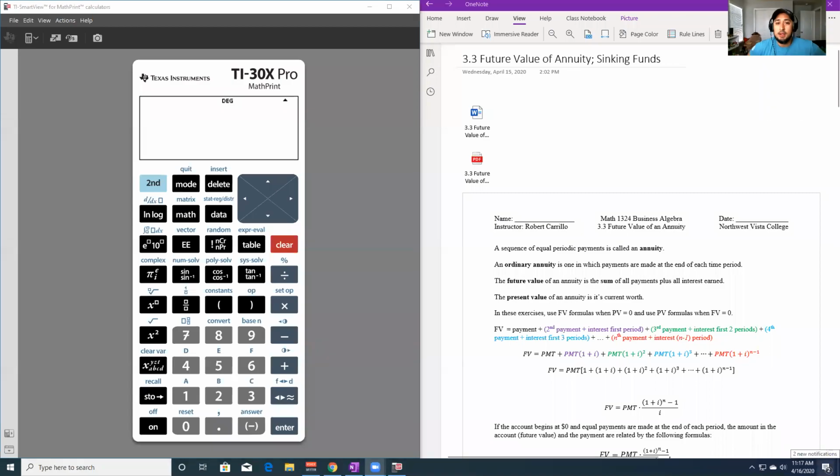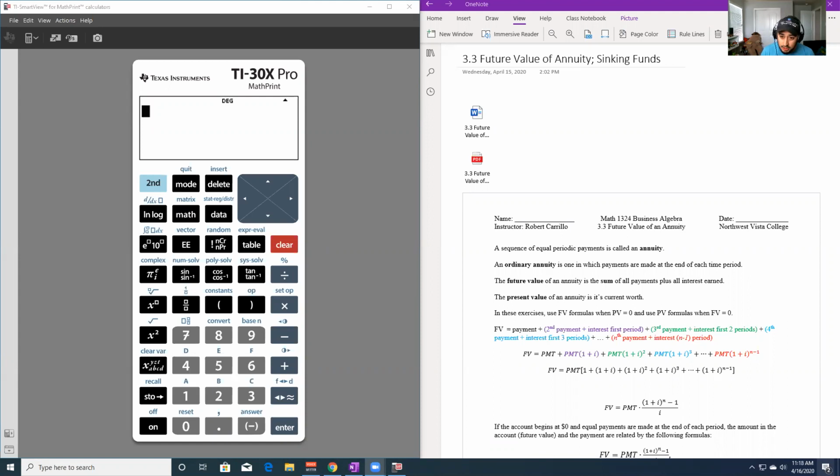Welcome, guys. This is 3.3, future value of annuity and sinking funds. Okay, so we've been doing simple interest theorem, and then we did compound interest and continuous compound interest. So now we get into annuities.